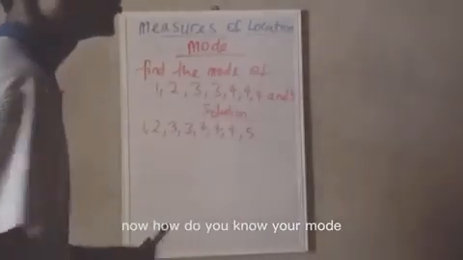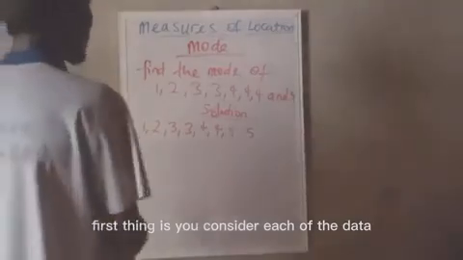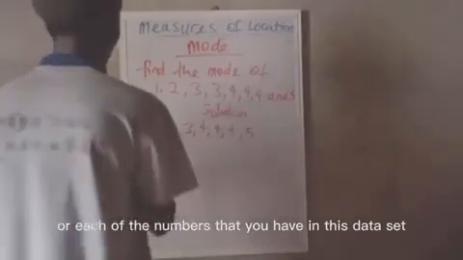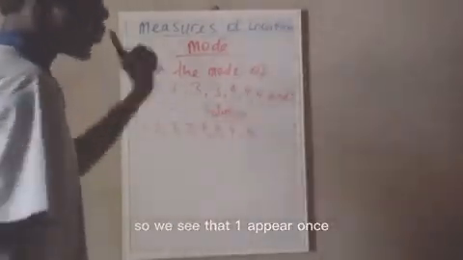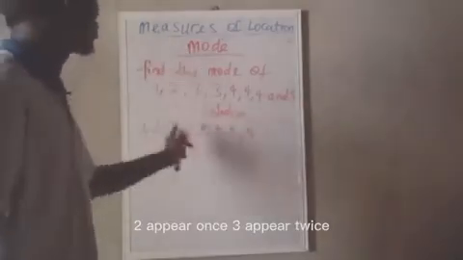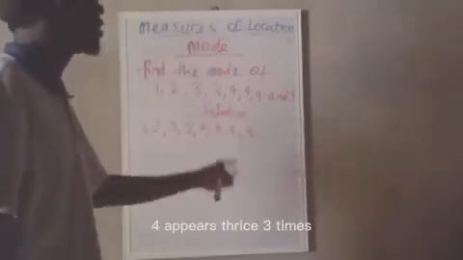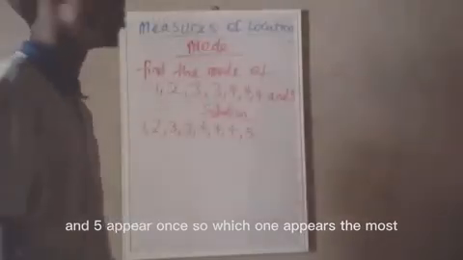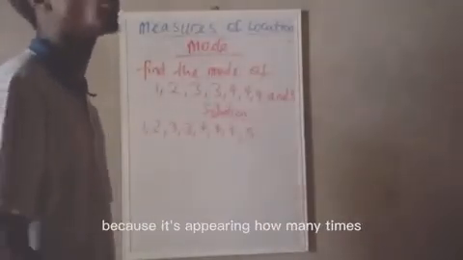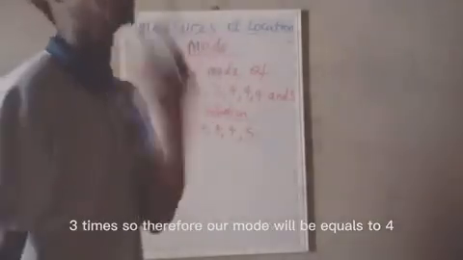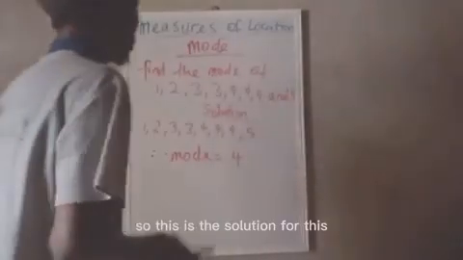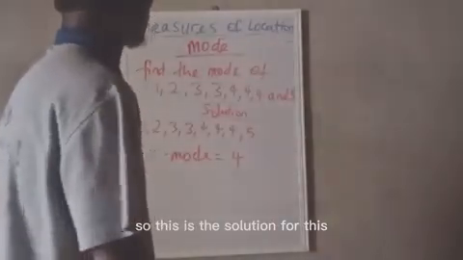Now, how do you know your mode? First thing is you consider each of the numbers in this data set. We see that 1 appears once, 2 appears once, 3 appears twice, 4 appears three times, and 5 appears once. So which one appears the most? We can see 4 is the one that appears the most because it's appearing 3 times. Therefore, our mode will be equal to 4. So this is the solution for this.